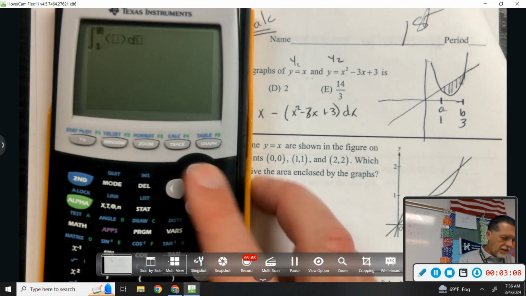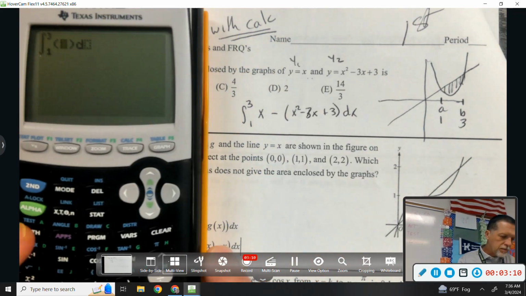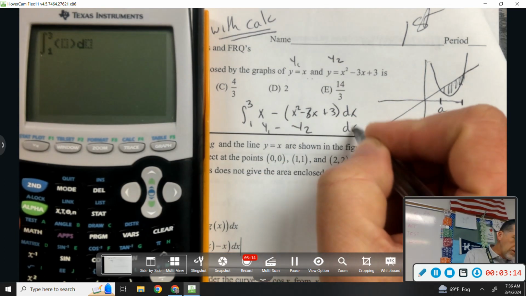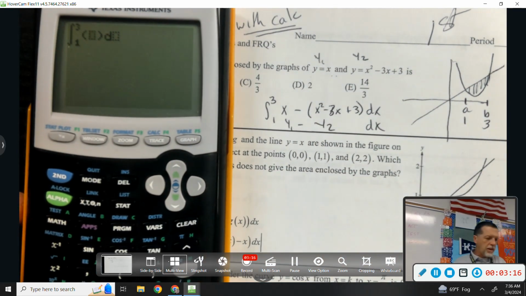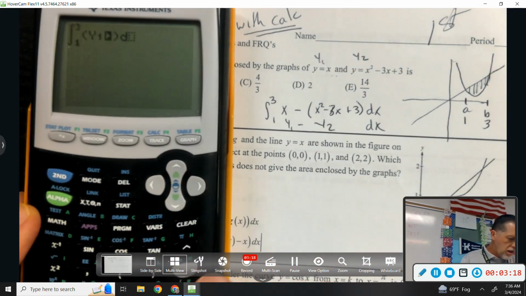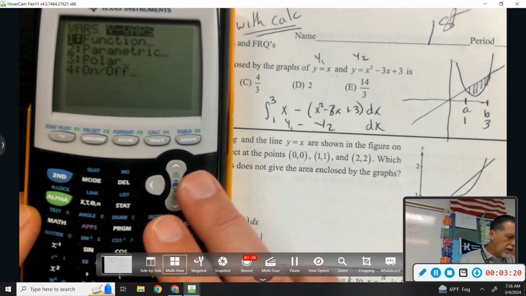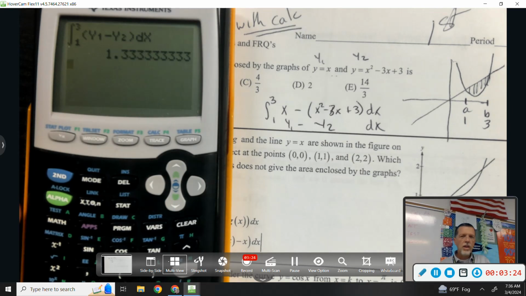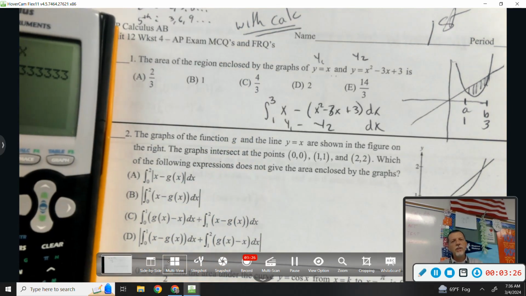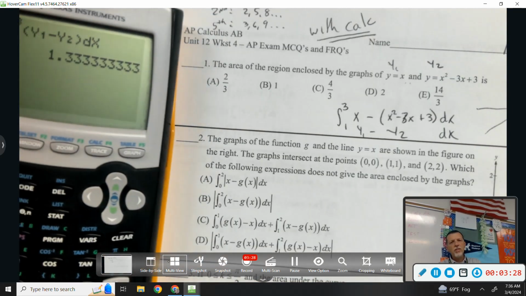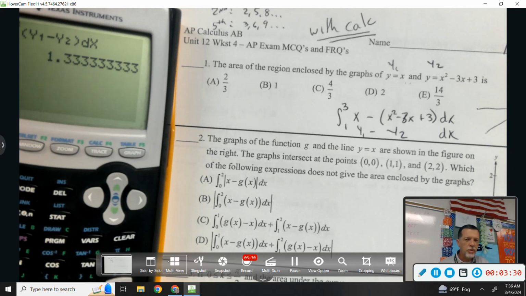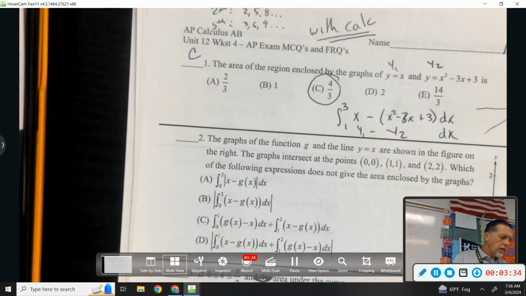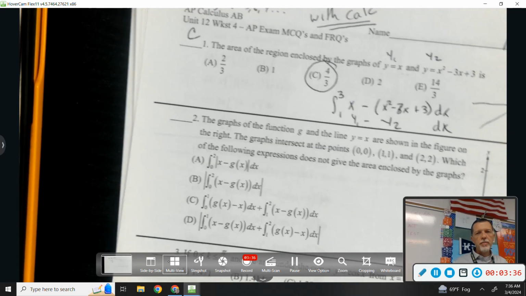Math 9, 1 to 3. I'm going to do y1 minus y2 to save myself the typing. y1 minus y2 dx. Of course, the calculator gives me a decimal, and I've got fractions, but that's a pretty easy one. I know what 1.333 is. So 4/3.